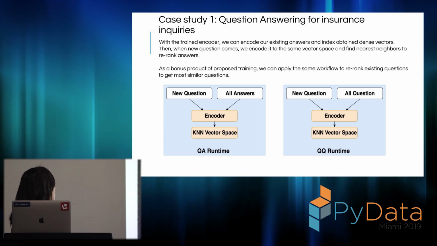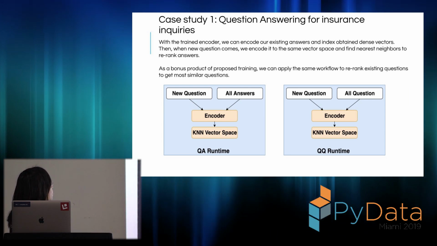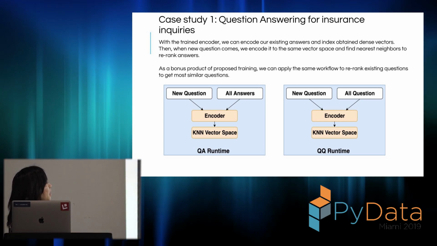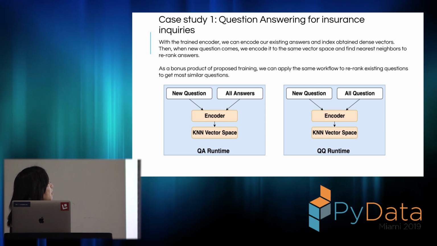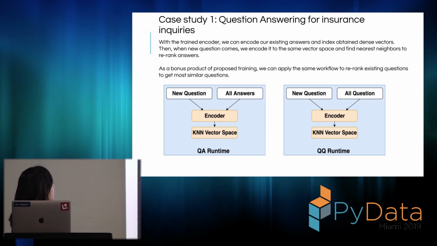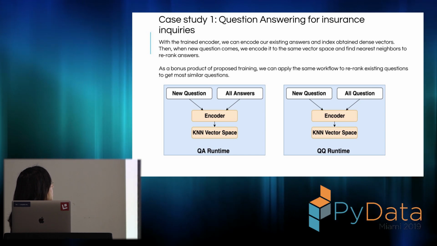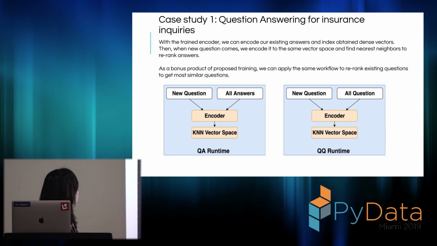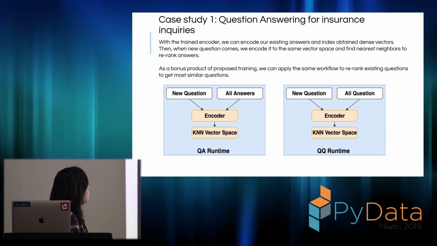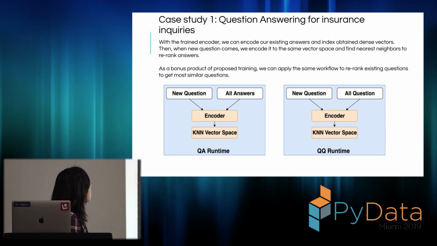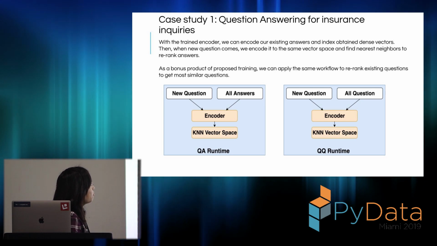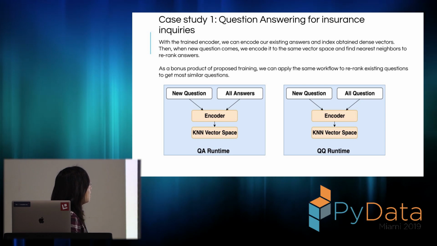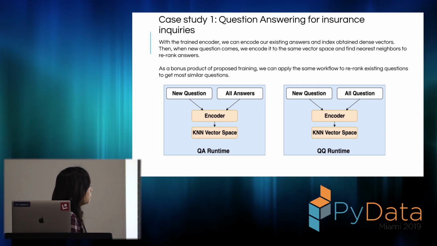So after we get this encoder, we can encode our existing answers and index them offline. Then at runtime, at query time, when a new question comes in, we encode it into the same vector space using this encoder and find nearest neighbors to re-rank the answers. And as a bonus byproduct of the proposed training, since we get this encoder, we can also apply the same workflow to re-rank existing questions. And then what we get is question-to-question similarity.